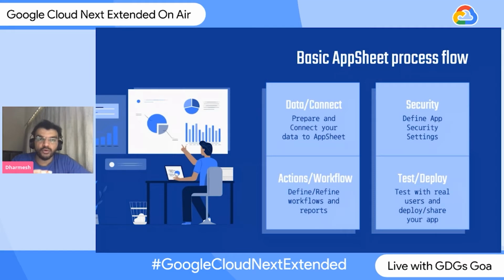But first and foremost, your data has to be present. So first step is basically your data. Prepare your data and then connect that data to AppSheet. Okay, the second step would be, now your data is there, now let's start building actions on that. You can define as well as refine certain workflows, reports, and so on, and basically build your action flows for your application.